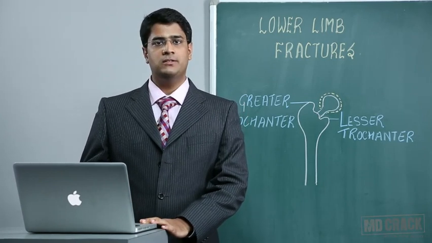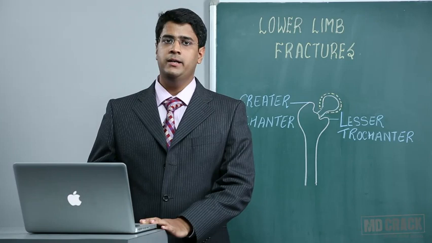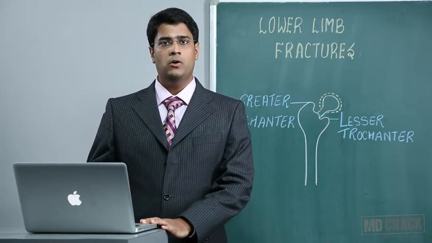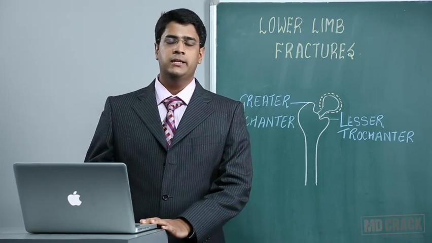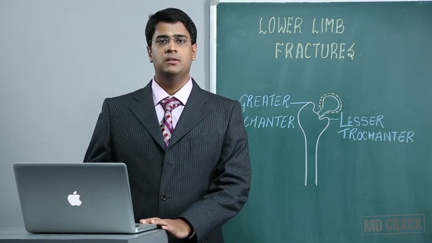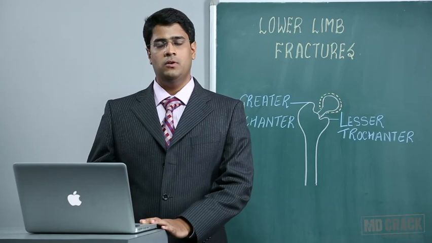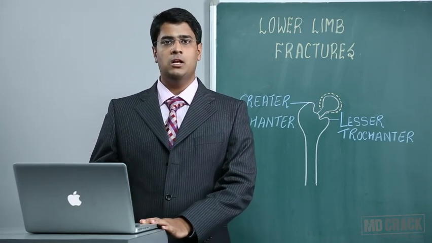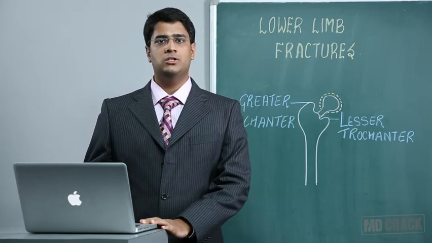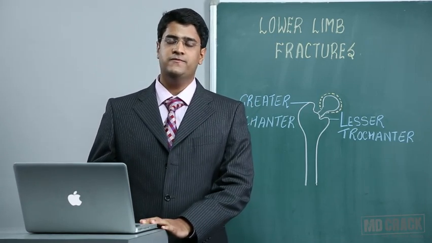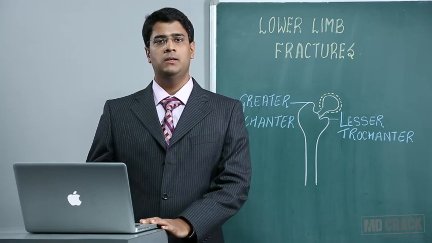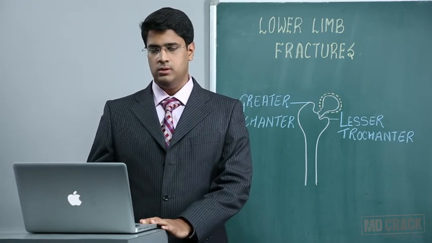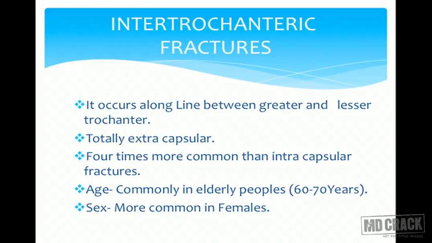The important fractures in the lower limb are again divided into the hip fractures, that is the neck of femur fracture, the intertrochanteric fractures, the fractures of the shaft of the femur, that is the thigh, then fractures around the knee joint, fractures of the leg, that is fracture of the tibia and fibula, fractures of the ankle joint, and fractures of the foot. Highlight the important fractures.